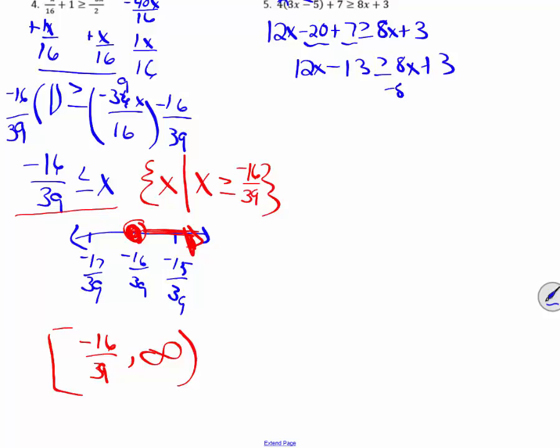All right, get my variables on one side. Subtract 8x. So 4x minus 13.